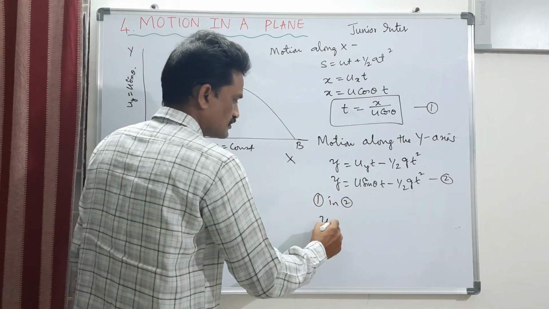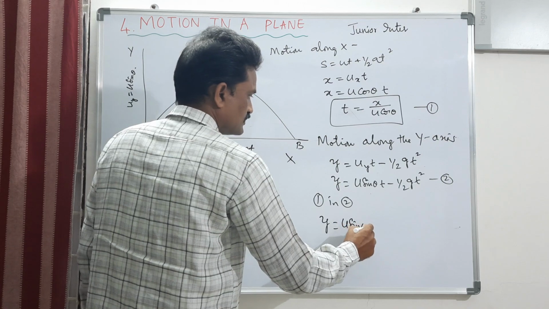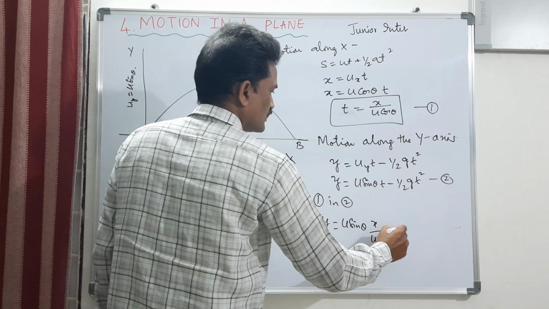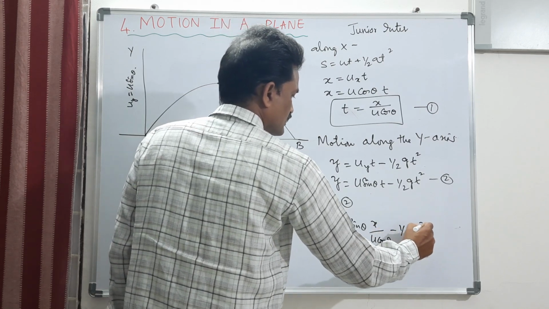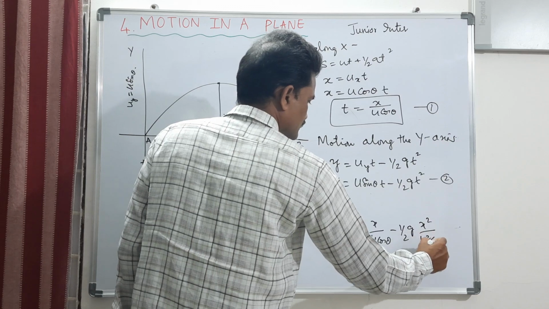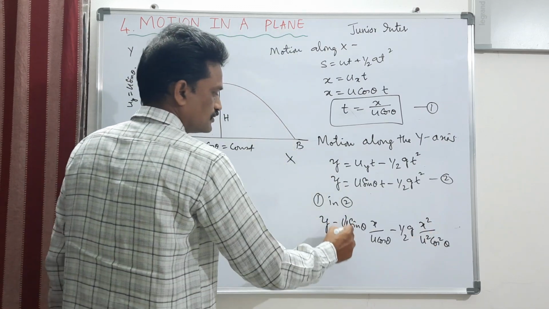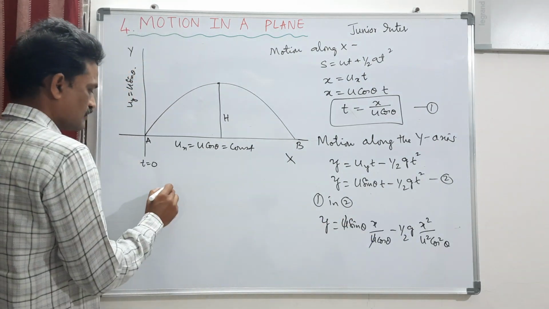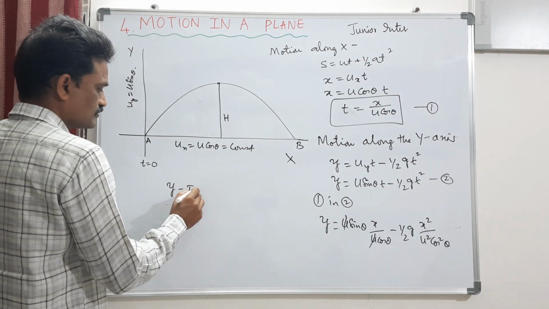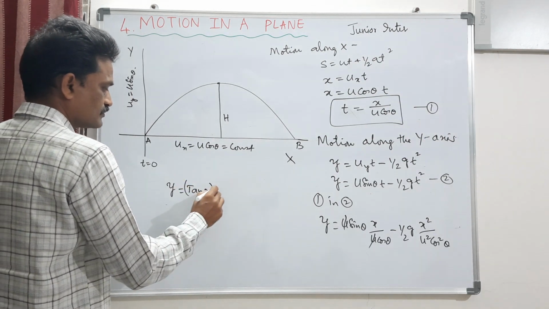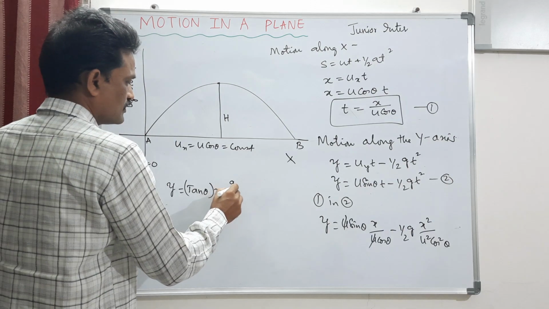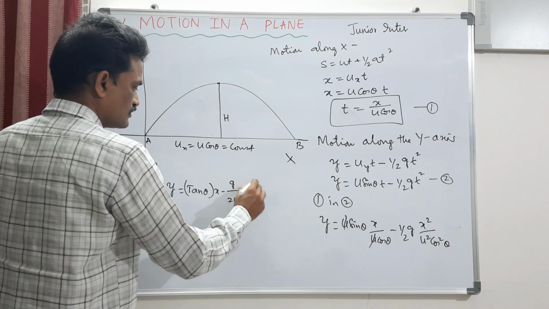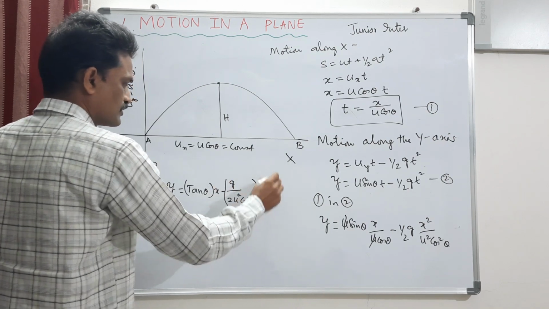So I will get y = u sin θ, instead of t, I write x by u cos θ, minus ½g, t² is x² by u² cos² θ. So u gets cancelled. Sin θ by cos θ is tan θ. So I can write the equation as y = tan θ into x minus g by 2u² cos² θ, we put it in a bracket, into x².